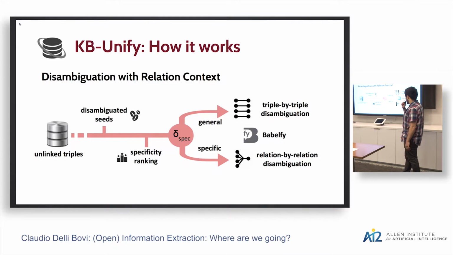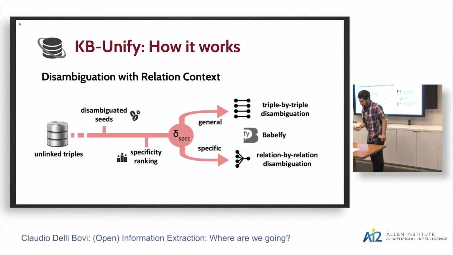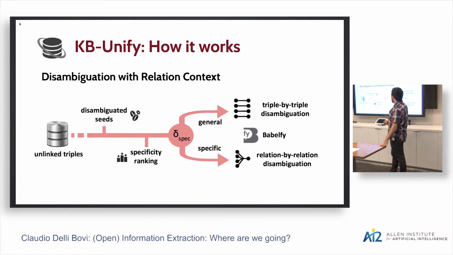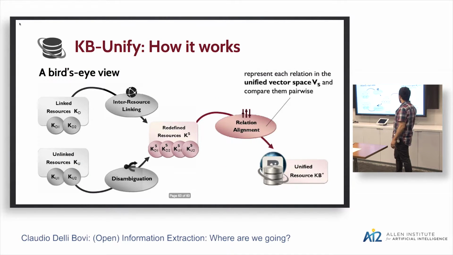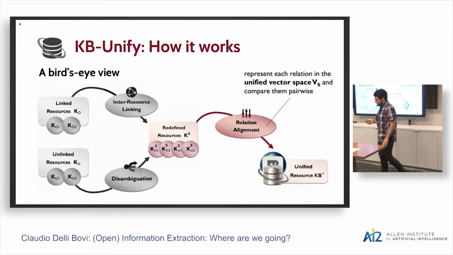This is a high-level look at the process. Start from the linked triples, identify some disambiguated seeds, rank by specificity, and then if it's general, disambiguate triple by triple. Otherwise, disambiguate the whole relation altogether. And then finally, once you have all relations redefined with the same sense inventory, we try to align relations at this point.